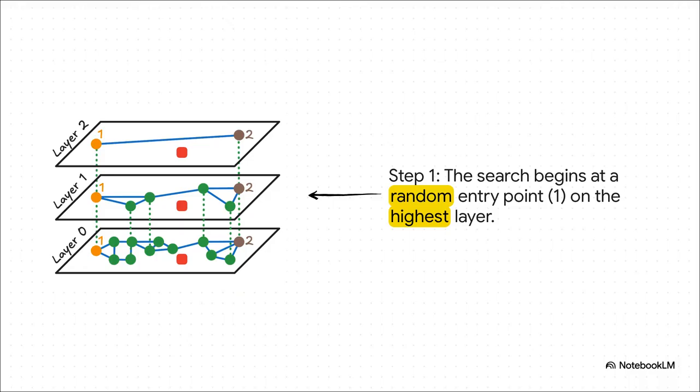We enter at a totally random point, in this case, point 1. From there, the algorithm just looks at its neighbors and makes a jump to the one that's closer to our red square. That's point 2. This first big jump gets us into the right general neighborhood, really fast.